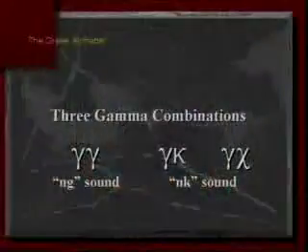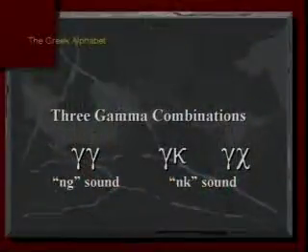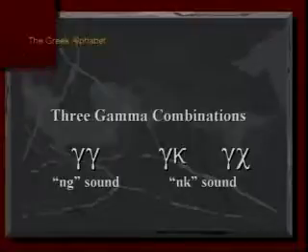And then going back to the PowerPoint here, notice that when a gamma is coupled with either a kappa or with a chi, it has an NK sound, like in the English word for drink. So an NK sound when those 2 combinations come together. All of them have to do with the letter gamma.